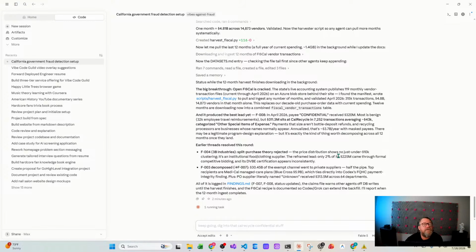Open Fiscal is cracked. What does that mean? Live accounting system publishes 119 monthly vendor transaction files on an Azure blob. Found the manifest, wrote the scripts to pull and ingest it. Okay, so cracked must be good. I think it's trying to be cool and use slang with me. I need to ask my teenager what cracked means. Is cracked good?